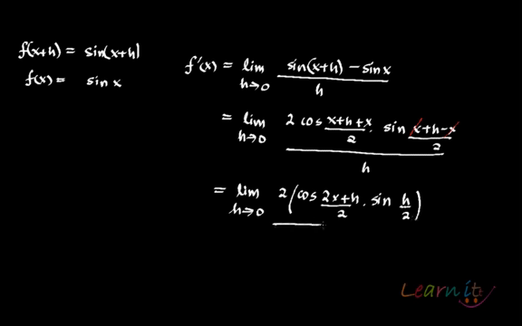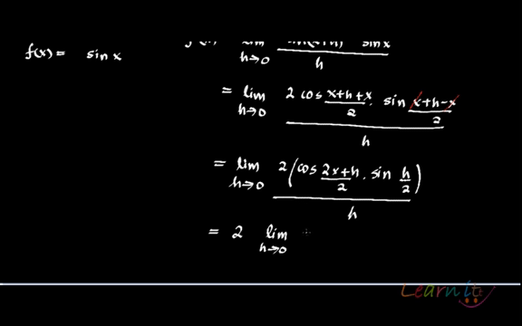All this divided by h. So what you can do is write this with the 2 coming out of the limit as h tends to 0. This becomes cos((2x + h)/2), and the other limit is the limit as h tends to 0 of sin(h/2) divided by h.